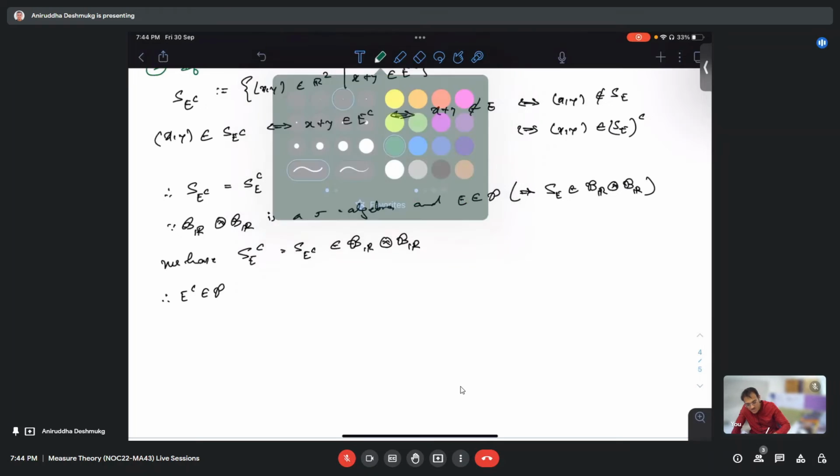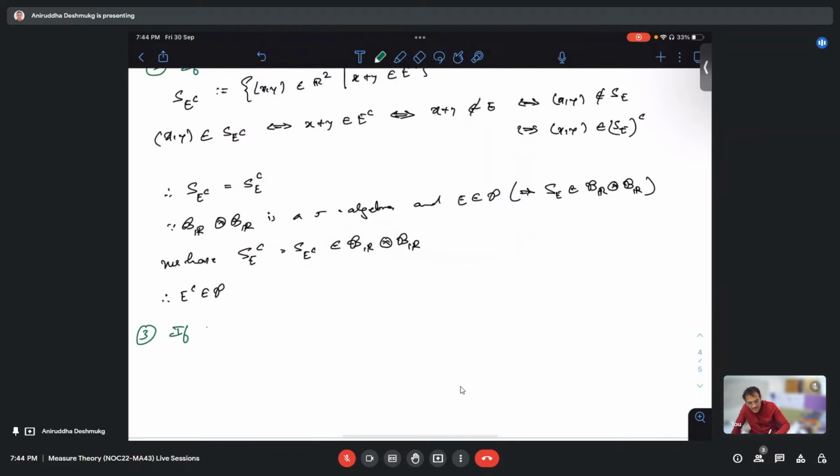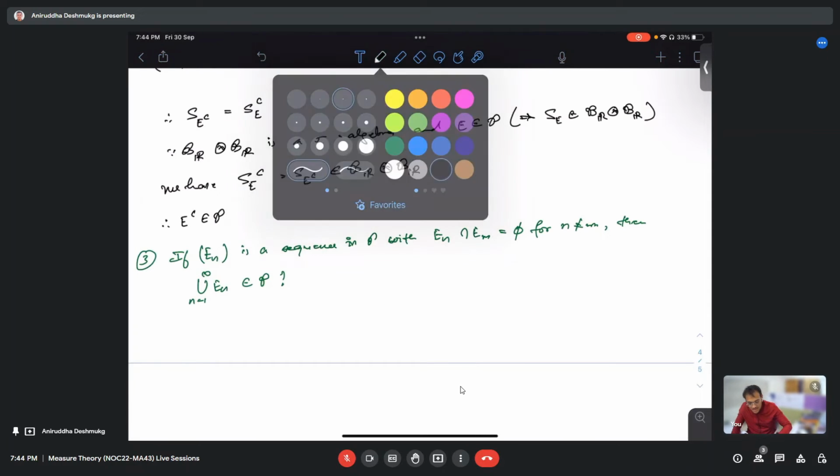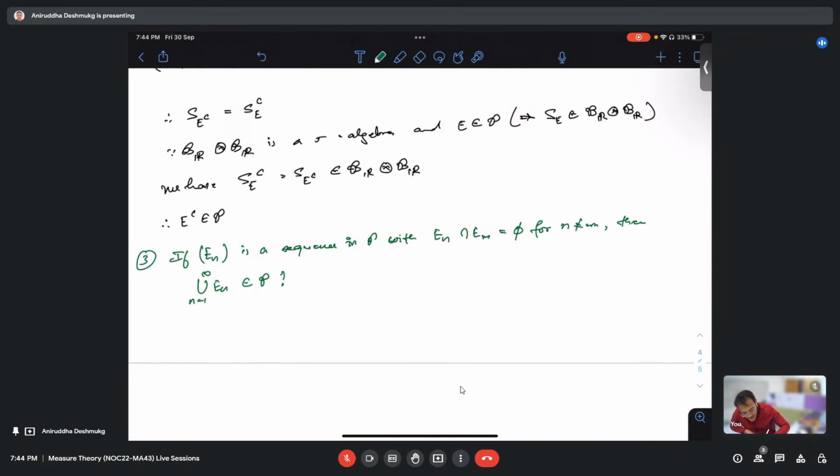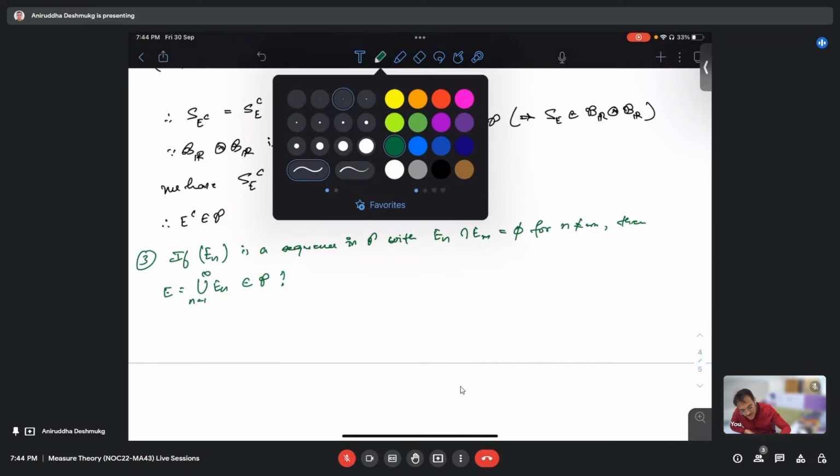Now the third thing we need to check is that if En is a sequence in P with En intersection Em empty for n not equal to m, then the union of Ens is again inside P. So we need to see this. For this, let me just denote this union as E. That would be a better thing to do.